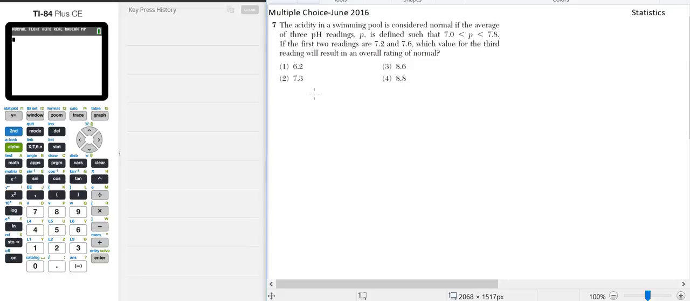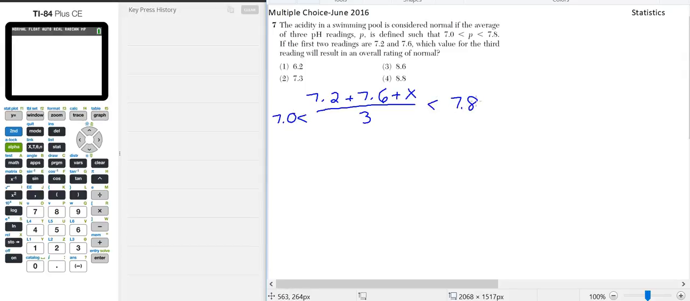So let's set up an equation. We need 7.2 plus 7.6 plus some number x. We don't know what the third reading is. And the average of that, so we're dividing it by 3. We need this value to be greater than 7 and less than 7.8.